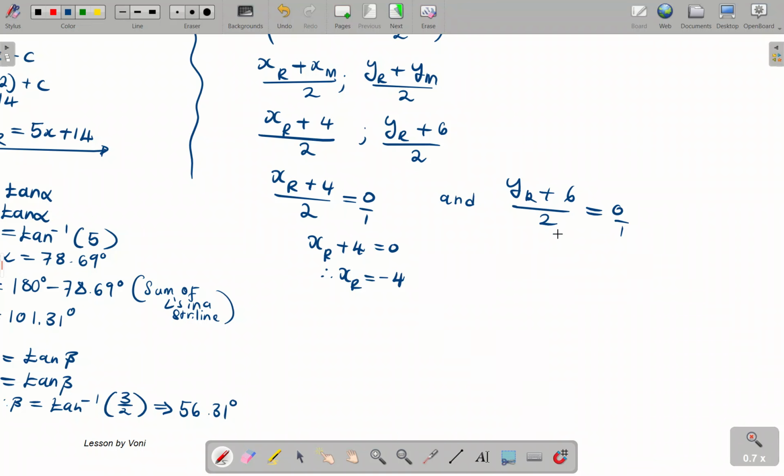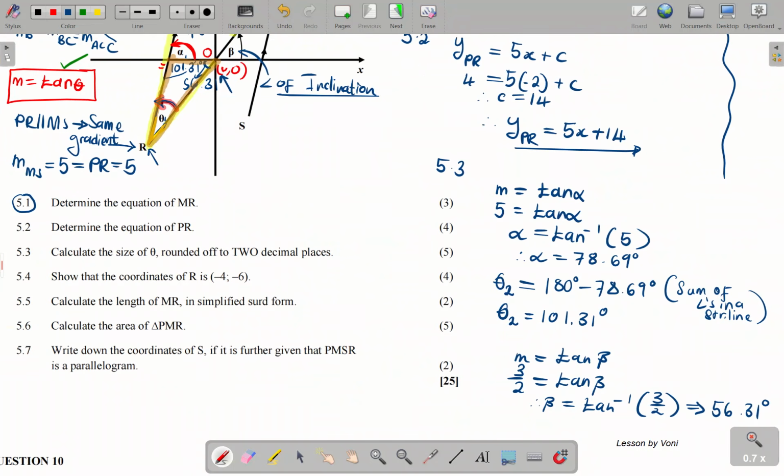And then when you do the cross multiplication, you'll have 2 times 0, that's 0. So now your yR plus 6 is simply 0. Therefore yR equals negative 6. So now the coordinate of R would be (-4, -6). If you check there, this is exactly what we have. So it's the same thing.